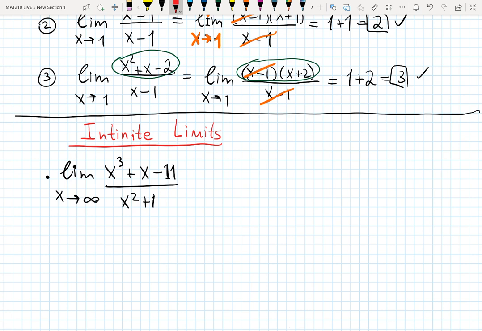Find the x with the highest exponent in the numerator and divide everything by that. I do it this way. Find the leader in the numerator. The leader is the x with the highest exponent. The leader here is x cubed. Find the leader in the denominator, x squared. Compare the speeds at infinity. The one that's faster wins.